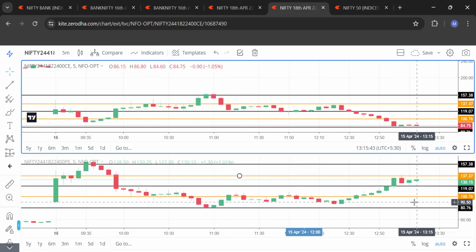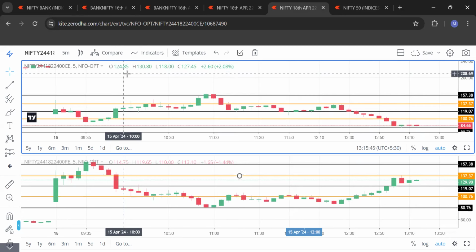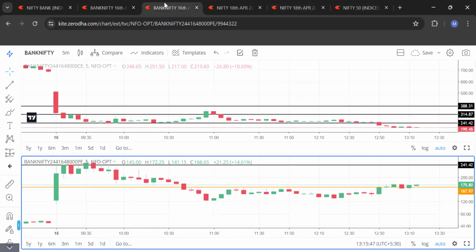Okay, this was 22,400. Will it be applicable on Bank Nifty? So let's see. Again, the same thing. Highest high, whatever was the highest high, 518.75, and whatever was the lowest low. So 518.75 plus lowest low, which was 111, divided by 2. That is 314.87.